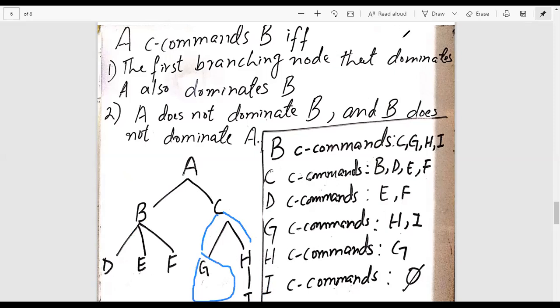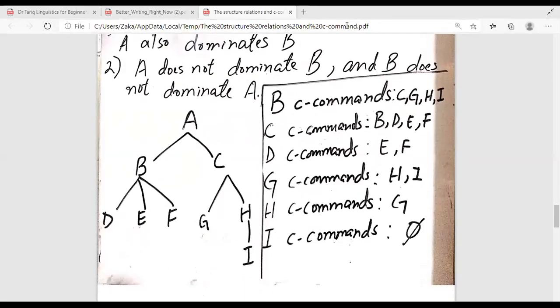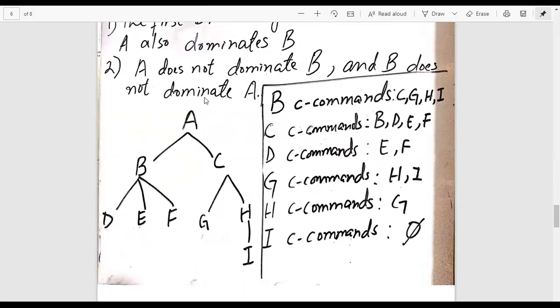And what does I c-command here? I, as it is at the last, if you go one step up, let me apply the same formula for I as well. Let us move one step up, and if you want to come down, you cannot find anything, right? There is only one node that comes under the umbrella of H. So we say that I c-commands nothing. All right.